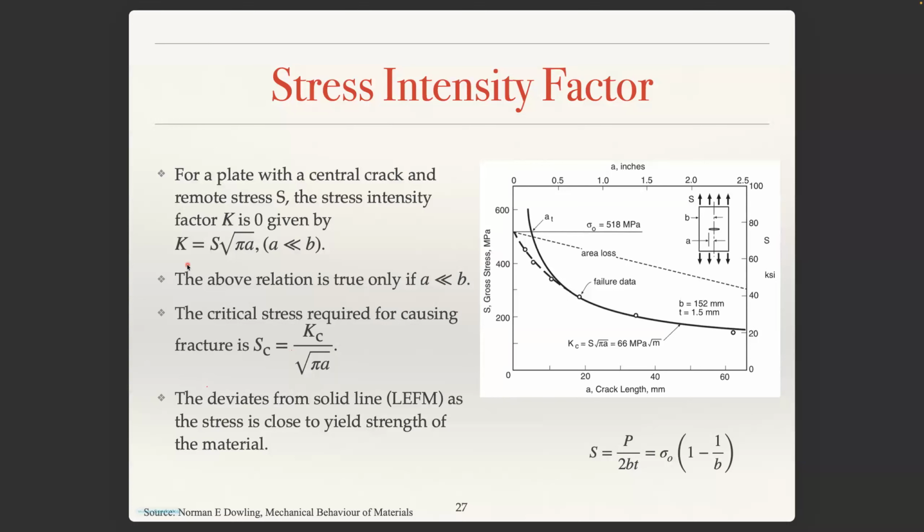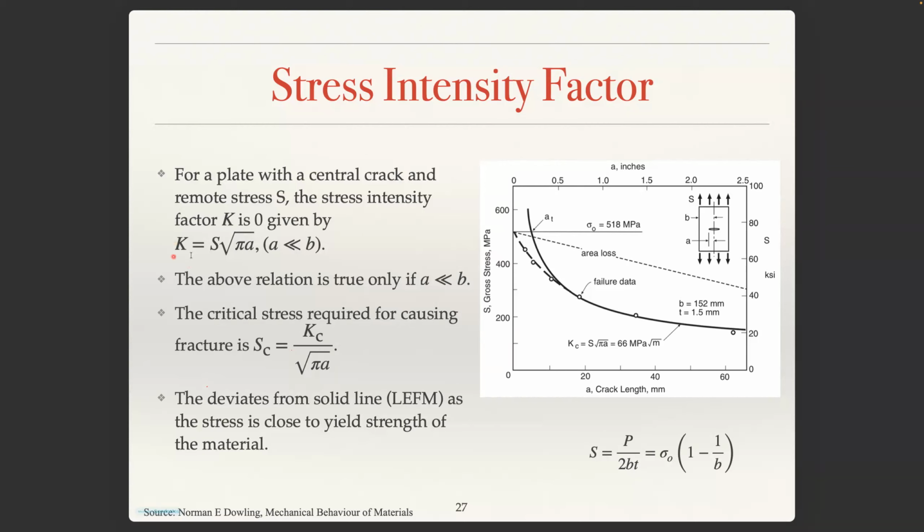sigma is equal to load by area, correct? When the material is yielding, what will that sigma be? That will be the yield strength, sigma y. Sigma y is equal to Py by A, where the area will remain constant, and P is the load corresponding to the yield strength, isn't it? Yes.